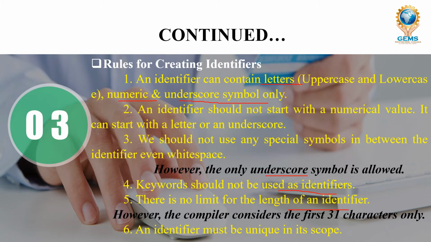So an identifier must be unique in its scope. Our identifier should be unique in their scope. So these are all about the concept of identifier we are using in the C programming language.